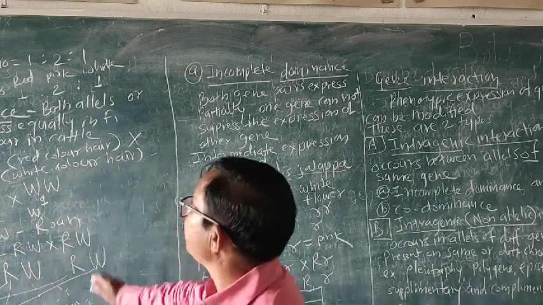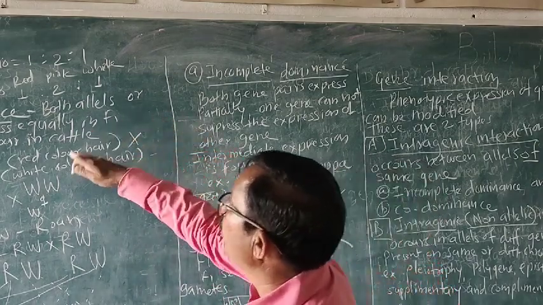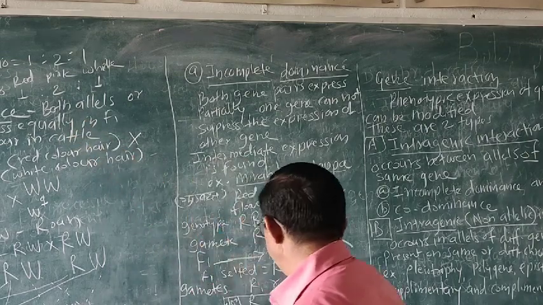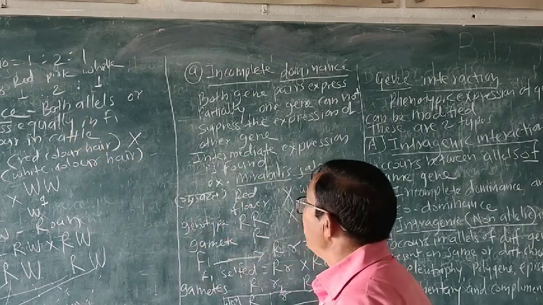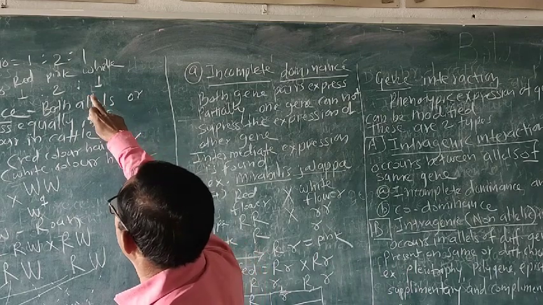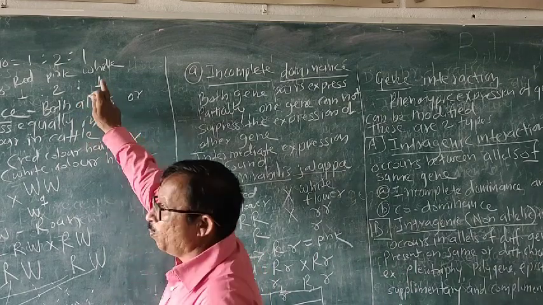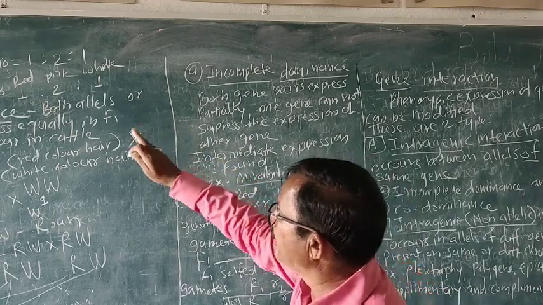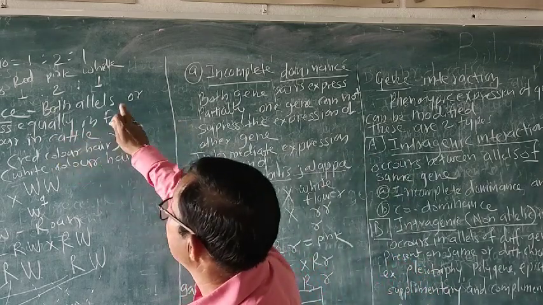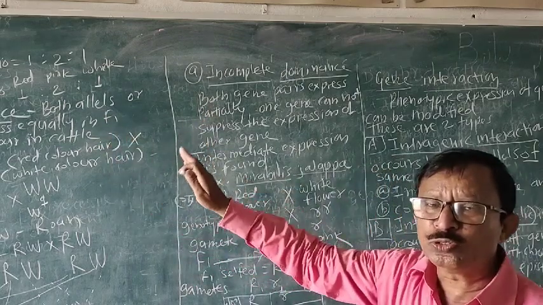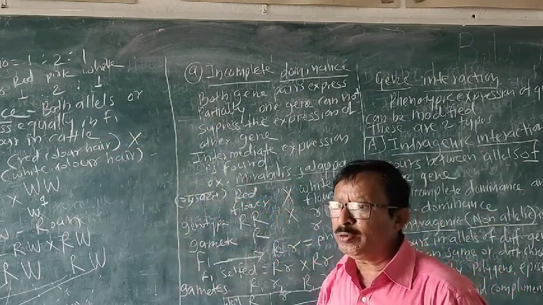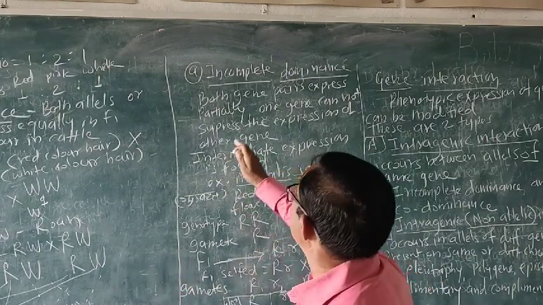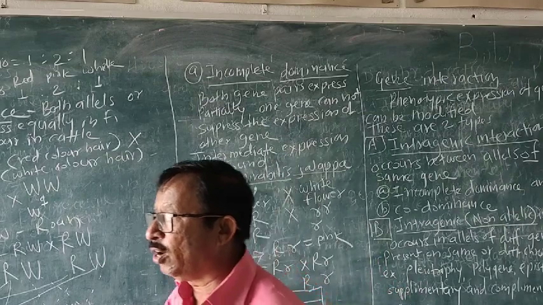Now what are the genotypic and phenotypic ratios? Genotypic ratio: one red, two pink color, capital R small r, capital R small r, one white color, that is small r small r, and the phenotypic expression is also similar, 1:2:1. What is 1:2:1? One red, two pink and one white. So this is the incomplete dominance.